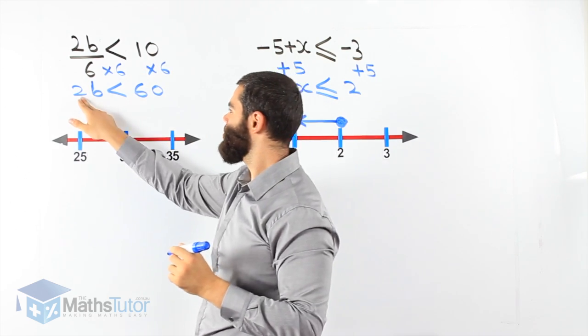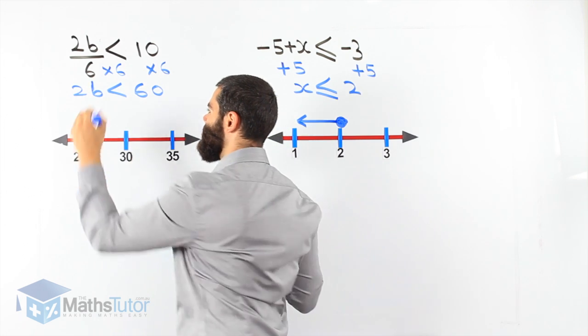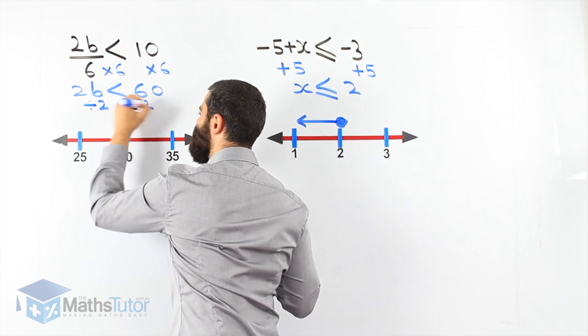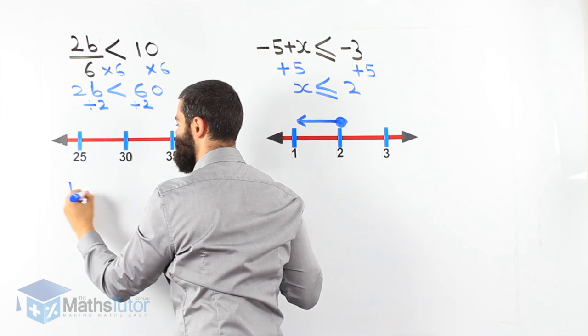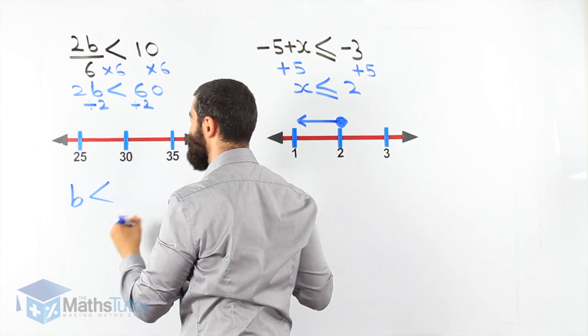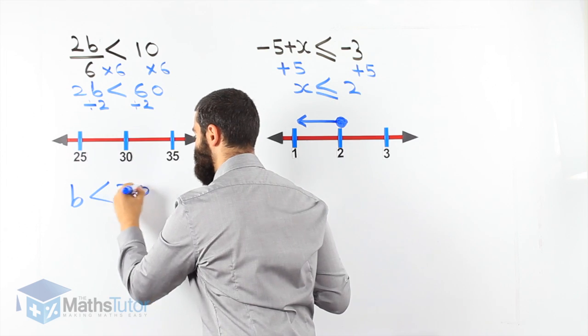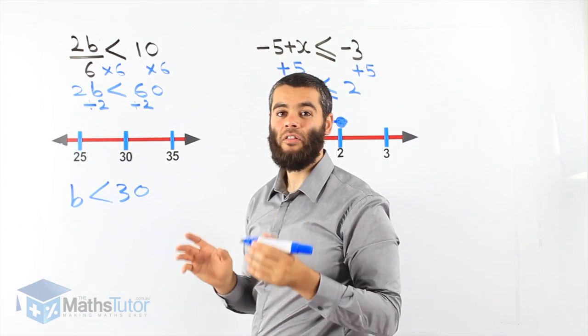Now, 2 times b, we divide by 2 on one side and do it on the other side. We're left now with b is less than 60 divided by 2, which is 30. So b is less than 30.